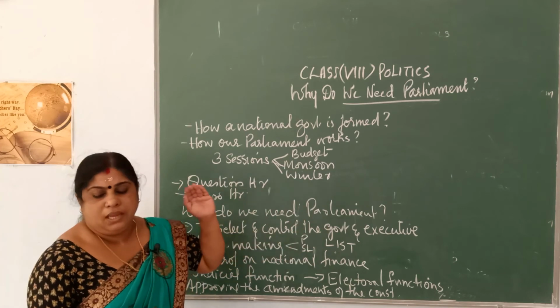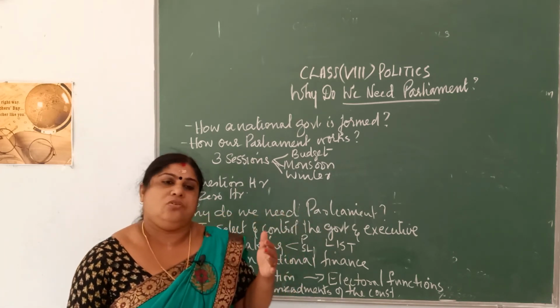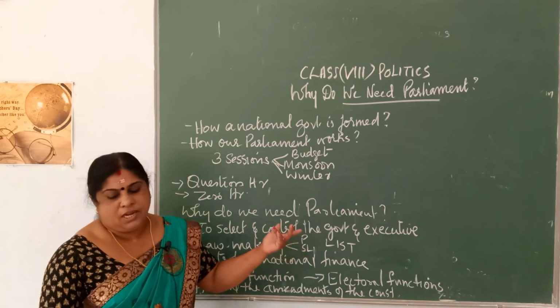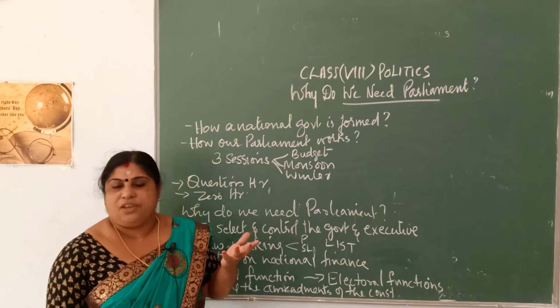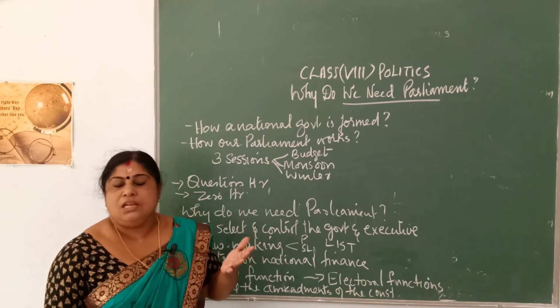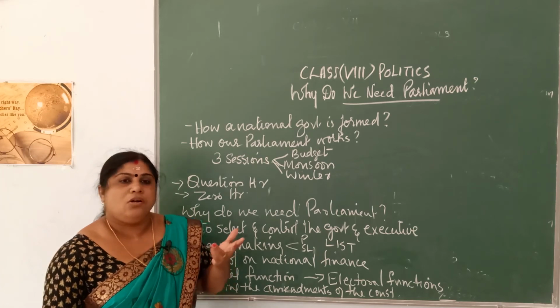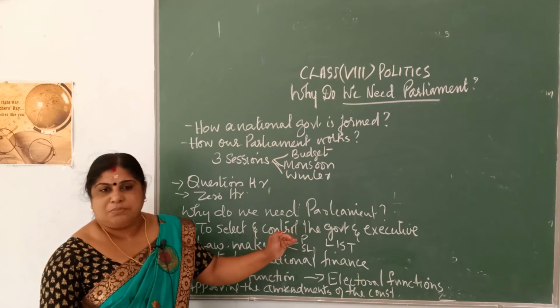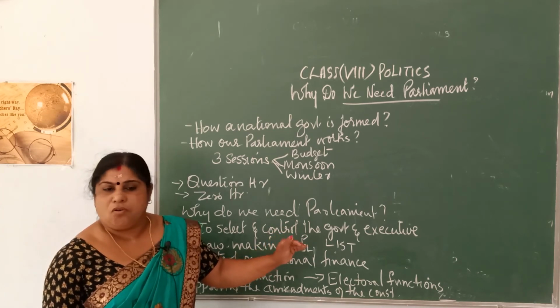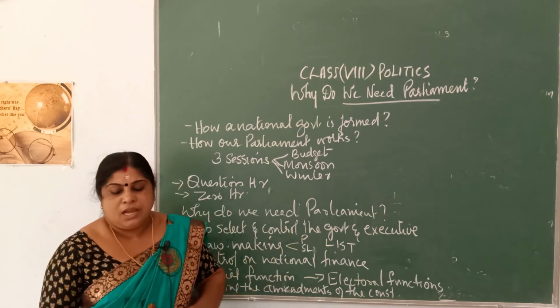All the subjects constituted in the union list include defense, foreign affairs, railways, post and telegraph, airways, shipping. All this comes under the union list. Related to these subjects, all amendments can be made and all laws can be framed only by the parliament or by the union government.